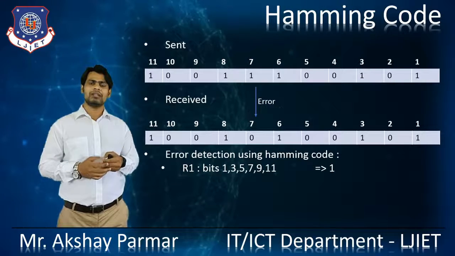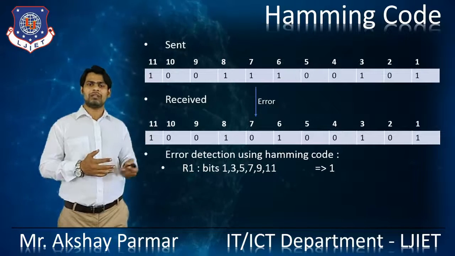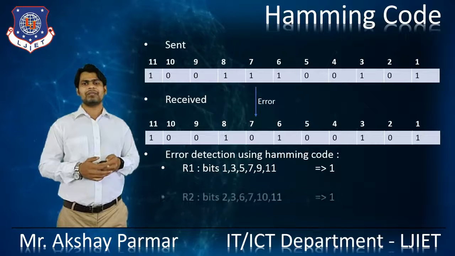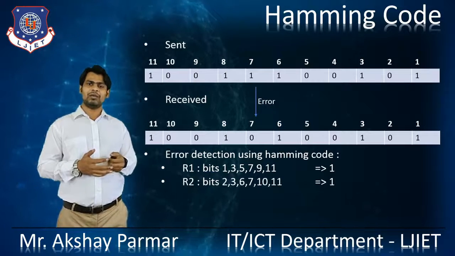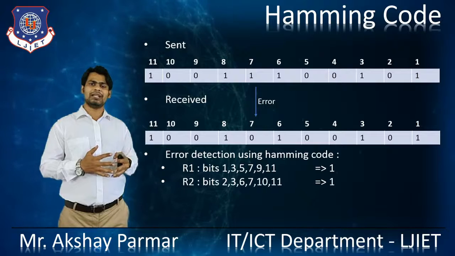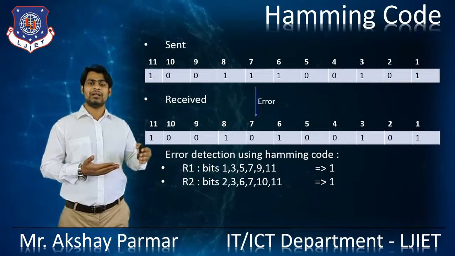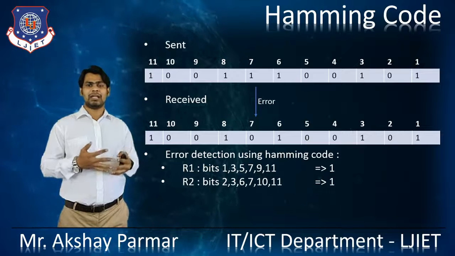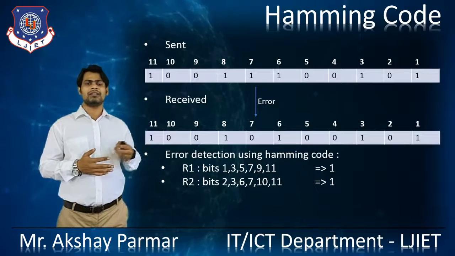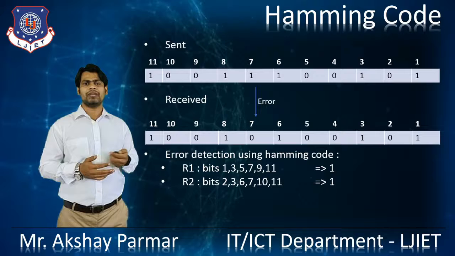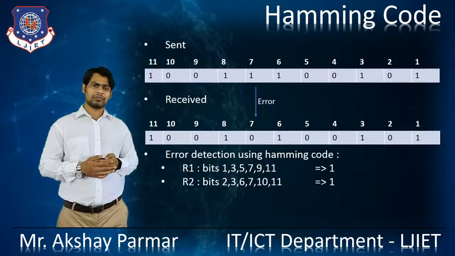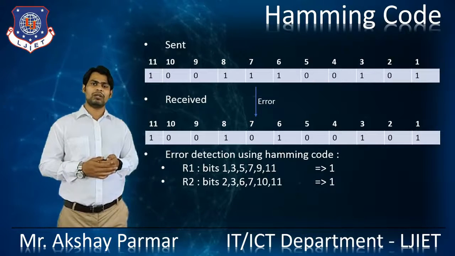So they are having the even number there, so R1 is 1 only, right? After that, R2 is the bit sequence. We are selecting the data bits 2, 3, 6, 7, 10 and 11, and we are checking whether the redundant bit is the same or not. So we are getting 1 at redundant bit 1, right?